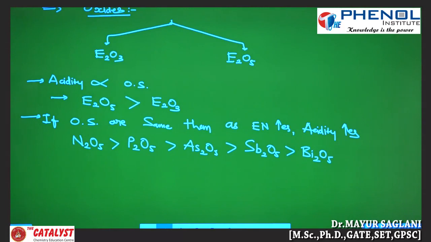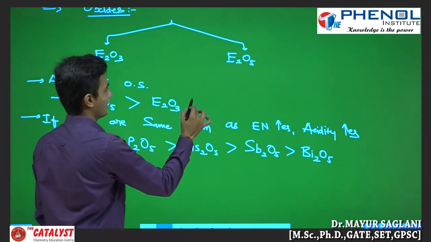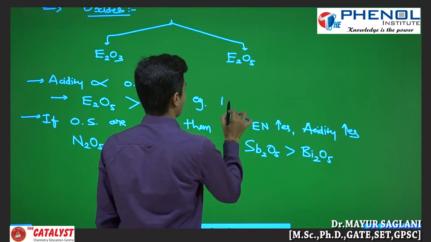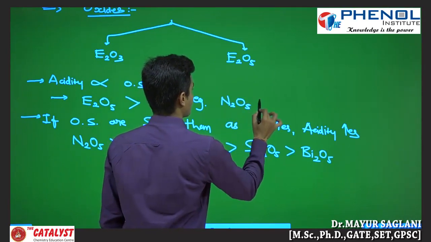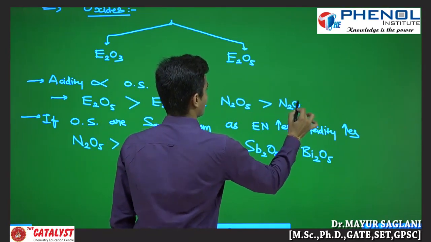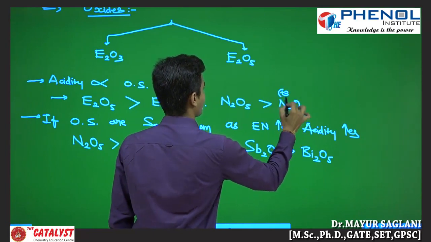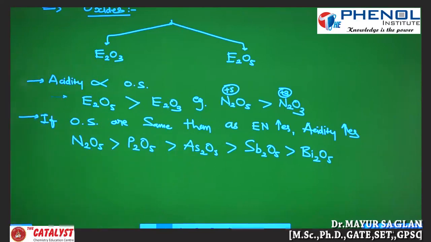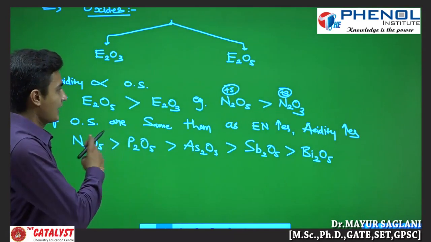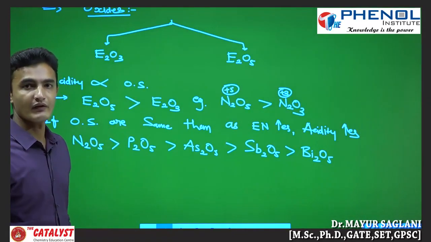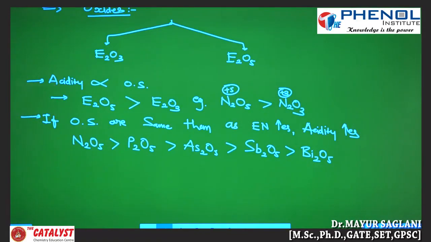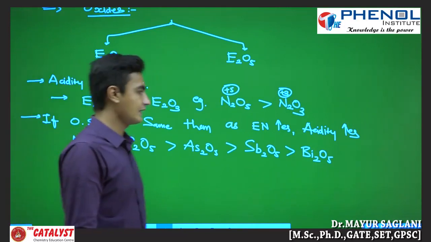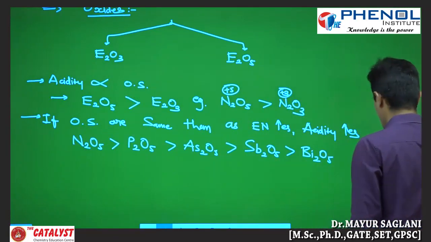Here, for example, N2O5 is more acidic than N2O3. Why? Because this one is in the +3 oxidation state and this one is in the +5 oxidation state, and that's why it is more acidic. Are we clear? Okay, so these are the oxides, and now we will see halides.